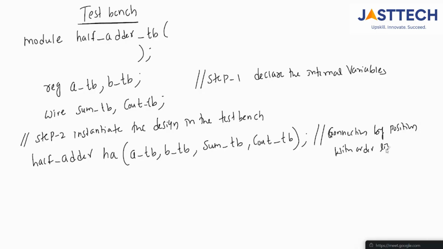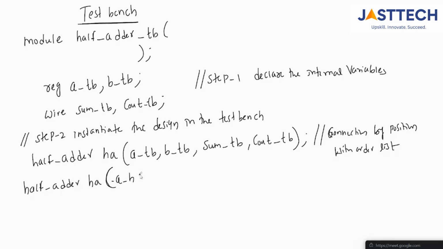Order list. If it is connection by name, how do you write it? Half underscore adder, then the instance name. Instance name is optional. You can use UUT, DUT, or HA, anything you can use. Outside the bracket are nothing but design variables. So that is A underscore, you will get dot.